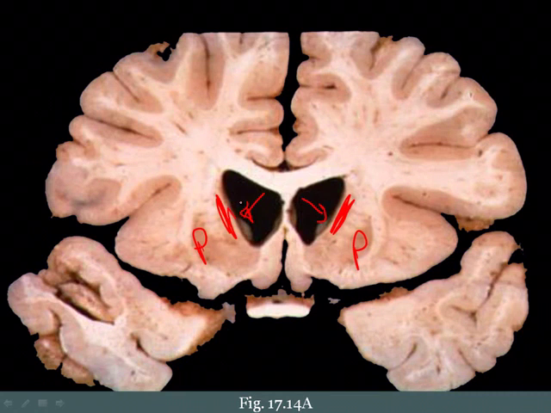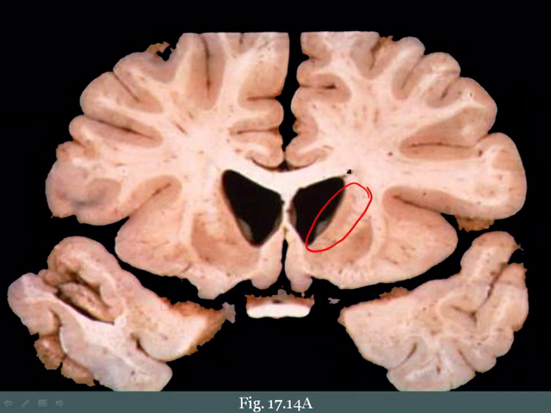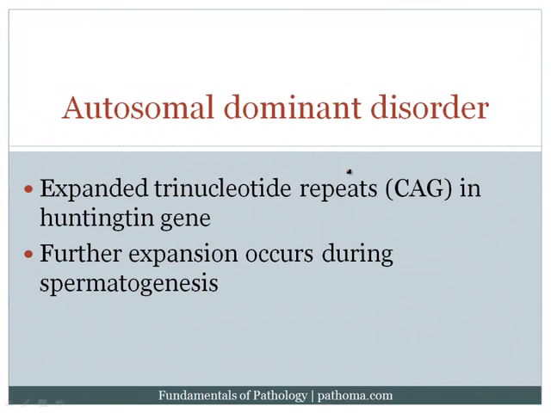It is not due to an increase in CSF, it's due to a loss of brain mass. And so the key finding again in Huntington's disease is degeneration of the caudate nucleus, in particular the GABAergic neurons of the caudate nucleus. Important to note that this is an autosomal dominant disorder. It's due to an expanded trinucleotide repeat, particularly CAG, you need to know CAG, in the Huntington gene.